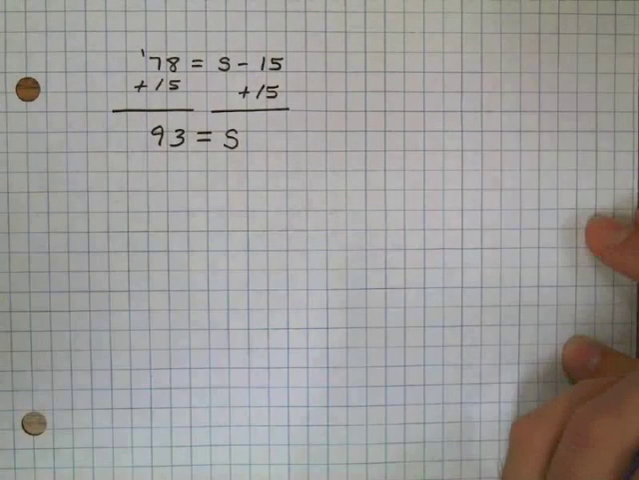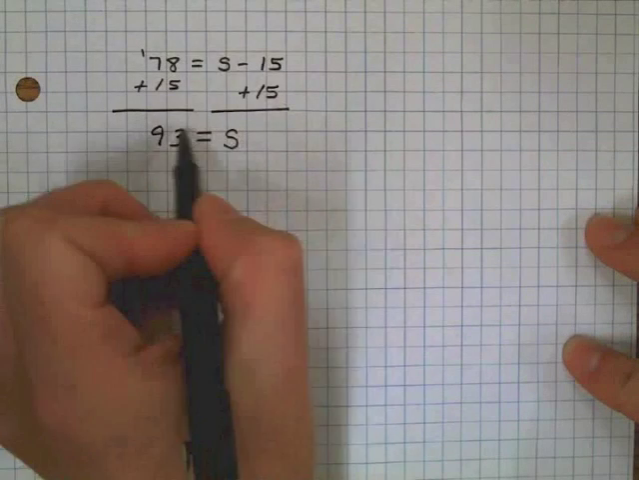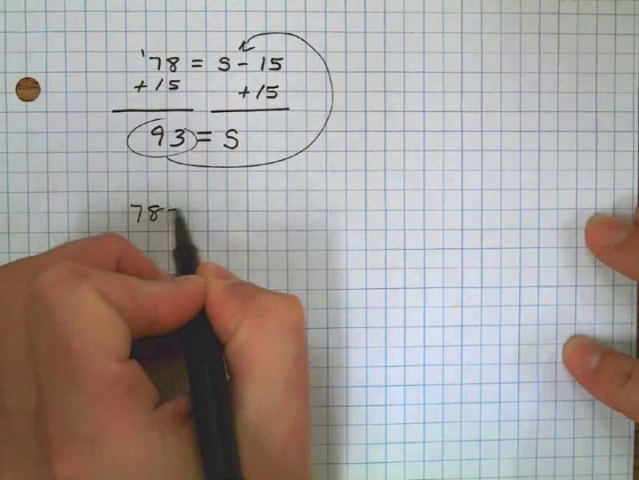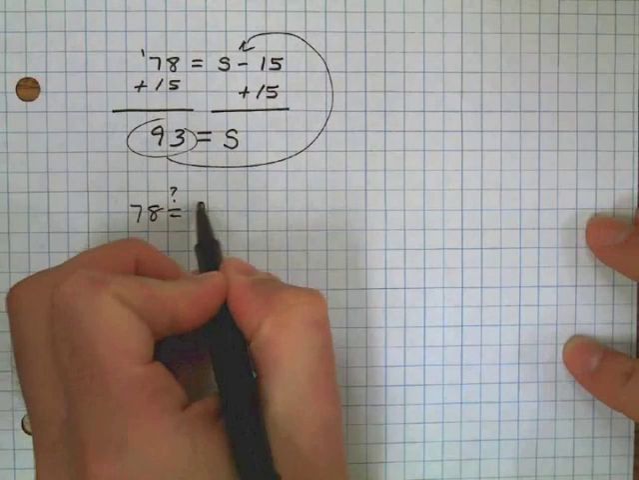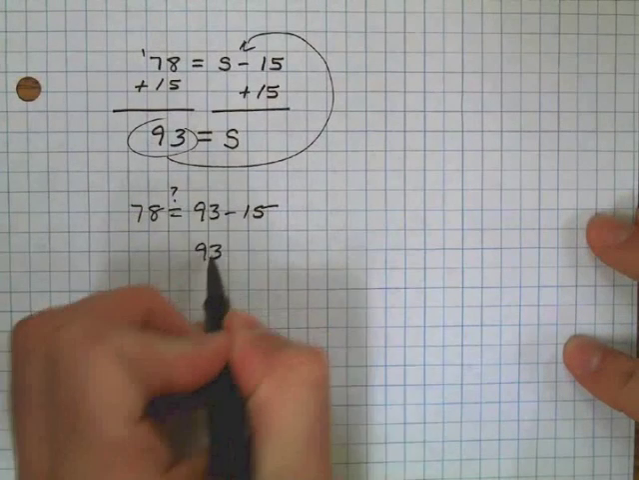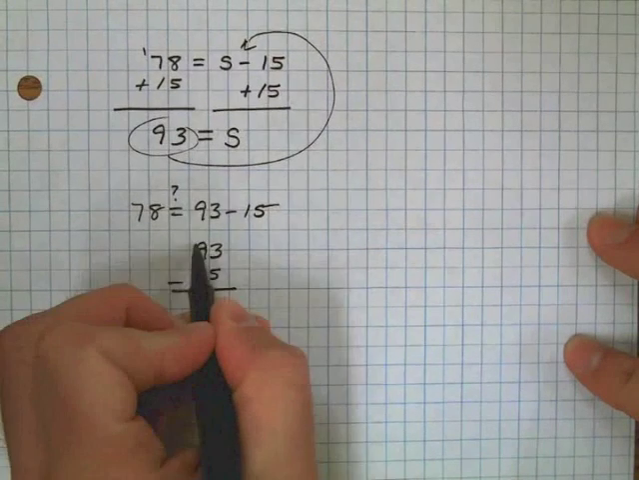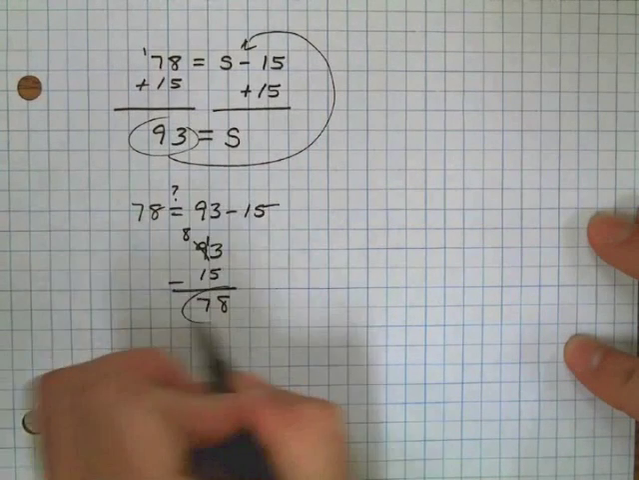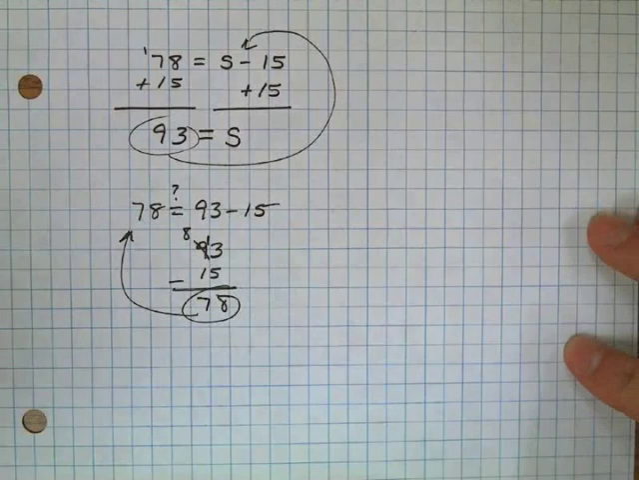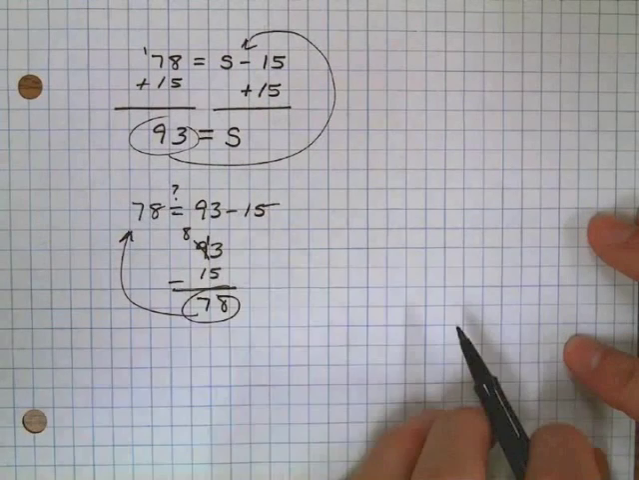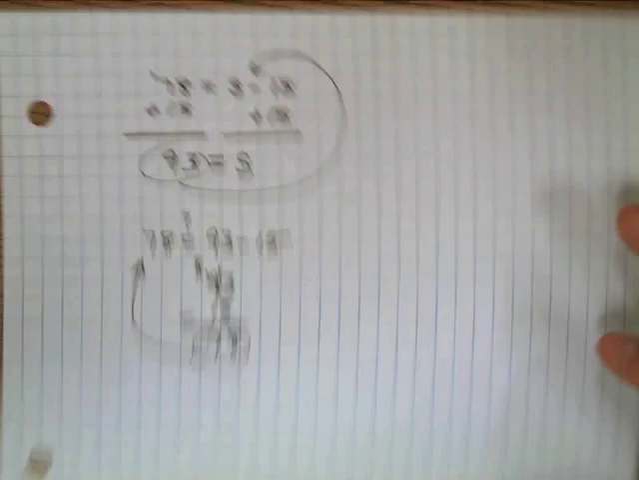So let's double check that here. I'm going to take this and put it back into this problem. So 78 equals, question mark, 93 minus 15. So let's see. 93 minus 15 is 78, which is equal to that. So I've now double checked my problem. So that proves again that this is the correct solution. Let's take a look at one more.